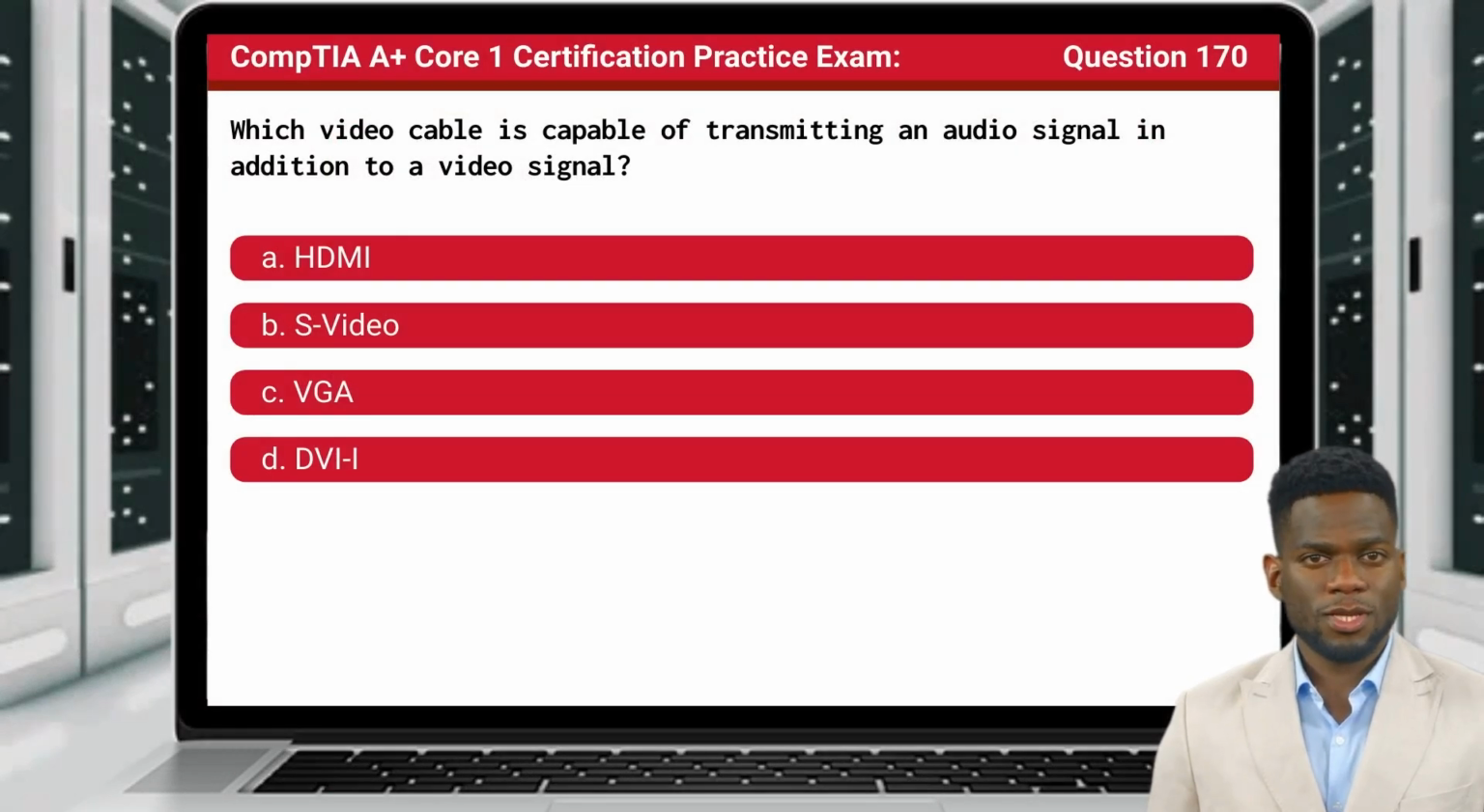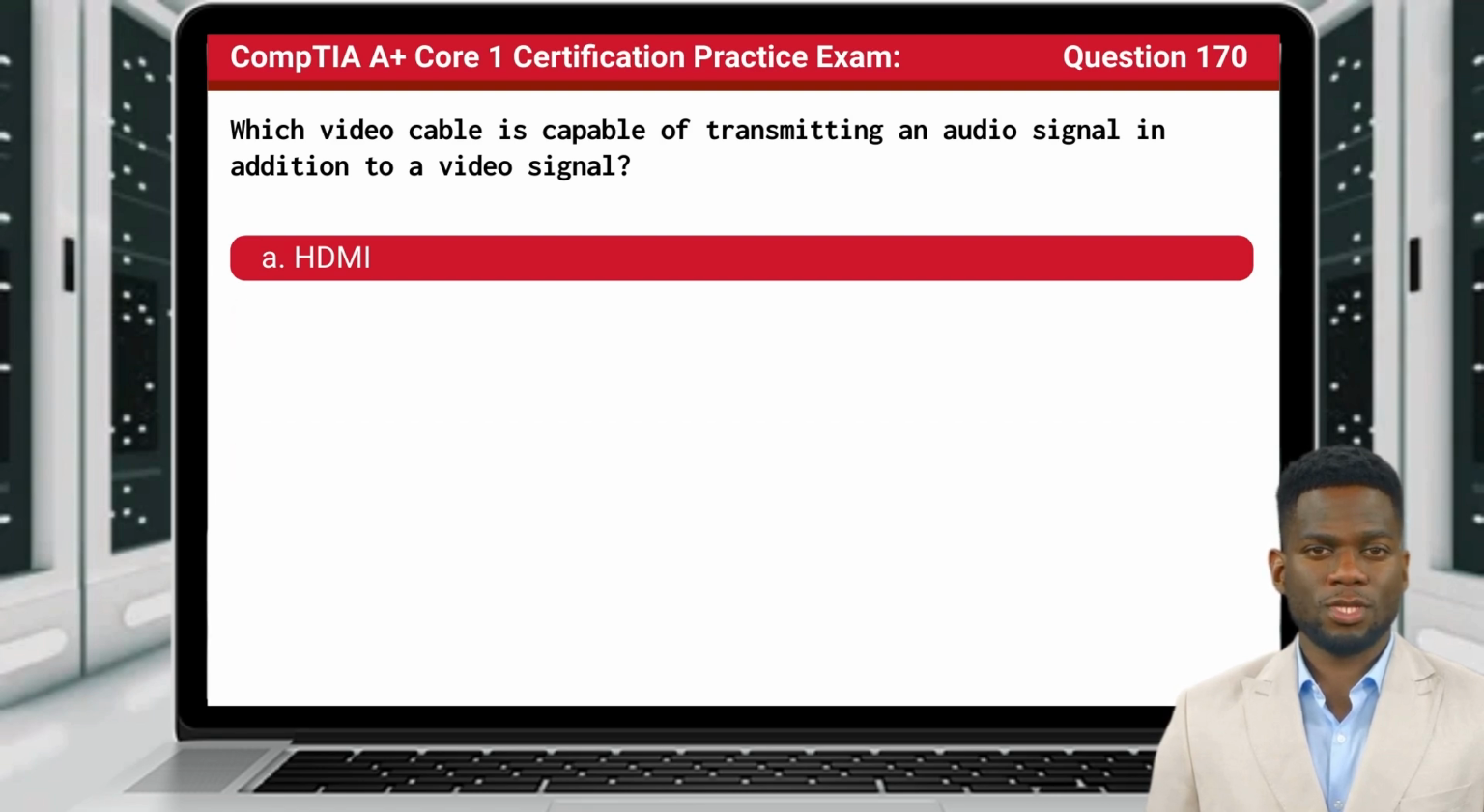Question 170. Which video cable is capable of transmitting an audio signal in addition to a video signal? The answer is A. HDMI.